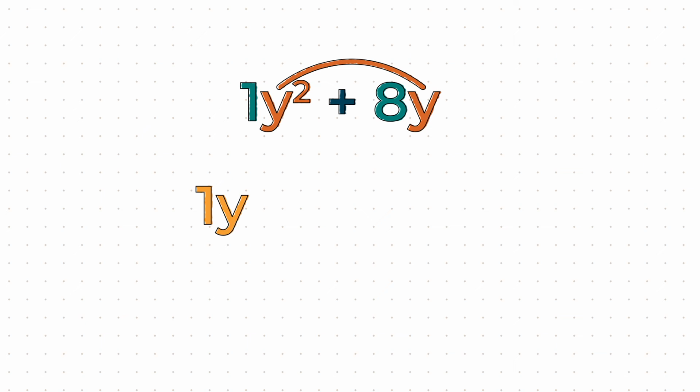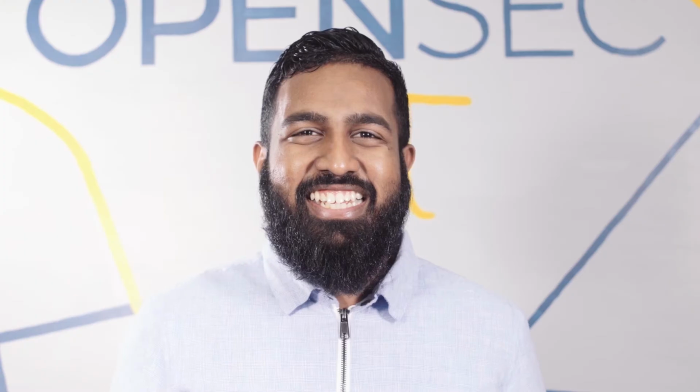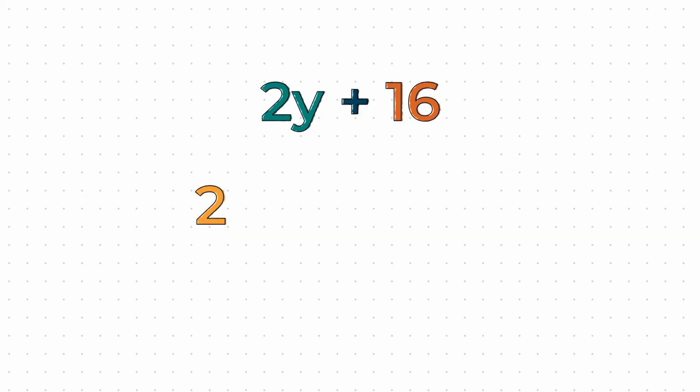Which one? Y, or y to the power 1. Factorized, y to the power of 2 plus 8y becomes y, open brackets, y plus 8. And if you expand them, you'll get back the same thing as before, the original. Now let's look at the second grouping. The HCF of the terms 2y and 16 is 2. Again, work it out on your own if you don't believe us. Get as much practice as you need until you don't need to anymore. Factorized, 2y plus 16 becomes 2, open brackets, y plus 8. And remember, you could always expand it to ensure that you get back your original answer. That's how you'll know you're correct.